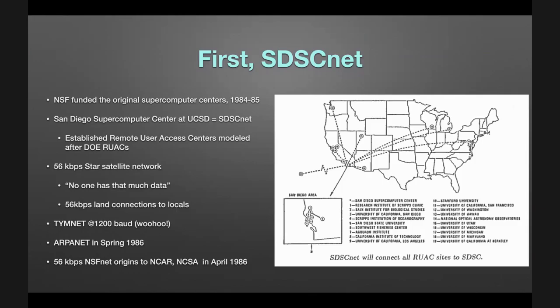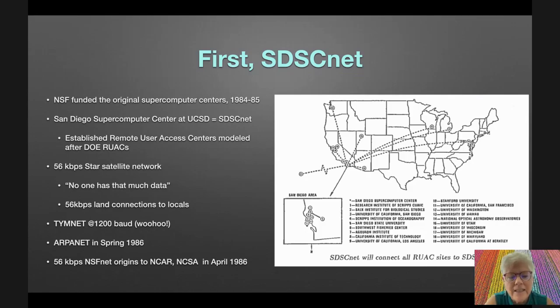The NSF funded the original supercomputer centers in the 1984 and 1985 timeframe. And the San Diego Supercomputer Center, where I worked at the time, created a star-shaped network you can see on your screen called SDSCNet, and it established remote user access centers. They were modeled after the Department of Energy's RUACs. Each one of these lines had a 56 kilobit star satellite network. When I put out the RFP for that network, one of the vendors looked at me and said, no one has that much data. And I'm pretty sure we've exceeded 56 kilobits a little bit by now.